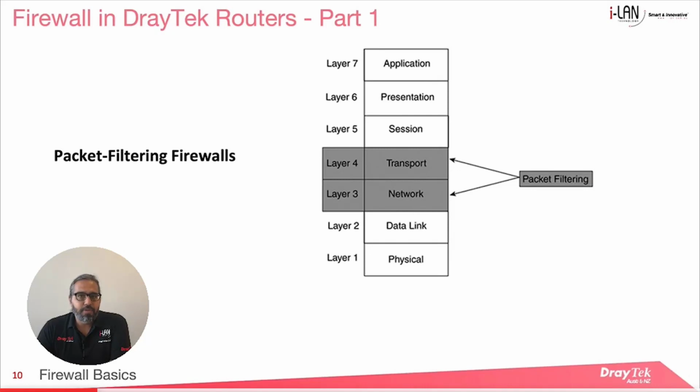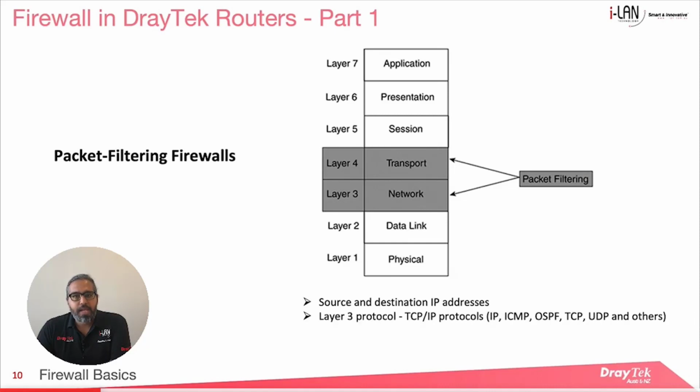The type of information the firewall uses for packet filtering includes source and destination IP addresses, layer 3 protocols, that is TCP/IP protocols such as IP, ICMP, OSPF, TCP, UDP, and others. Layer 4 protocols, that is TCP and UDP port numbers. Interface of sent or received data. With packet filtering, data packets are either blocked or passed if they match configured firewall rules.